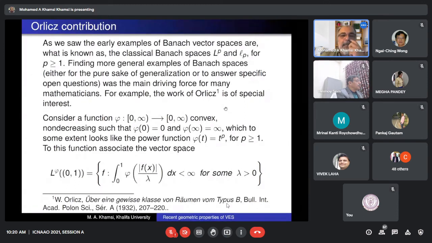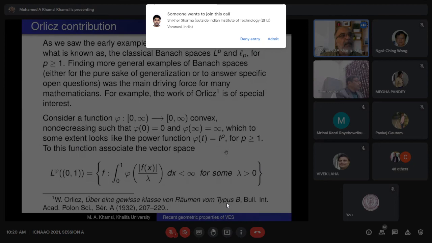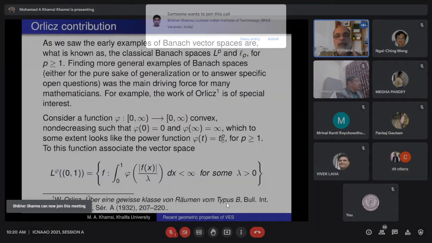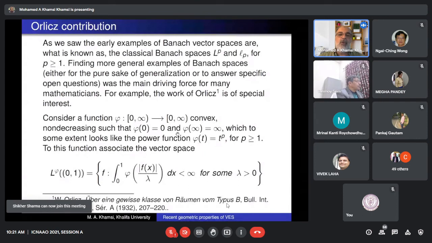What Orlicz did, he said, okay, let's take the L^p spaces. And what defines the L^p spaces is the function t to the power p. Okay? So he replaced t to the power p by a function phi. And he assumed it was similar to t to the power p. Let's not open the subject. It's an ocean there. Let's not even open it, okay? Let's just stick to what is simple to understand, and then we can talk about the complicated. So look at a function, a graph, that is as simple as t to the power p. Same behavior, same properties, okay?